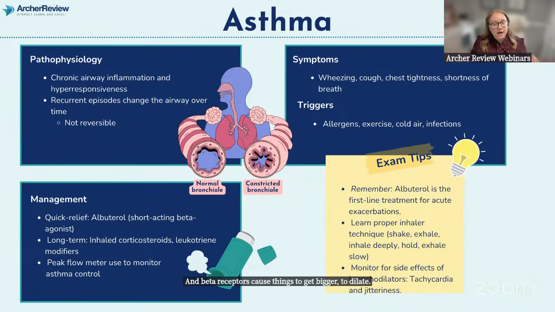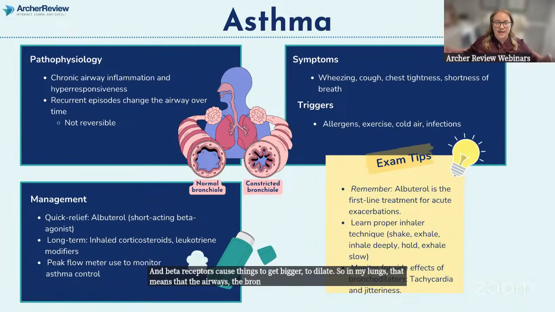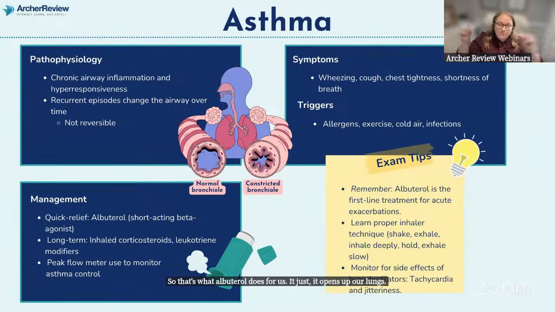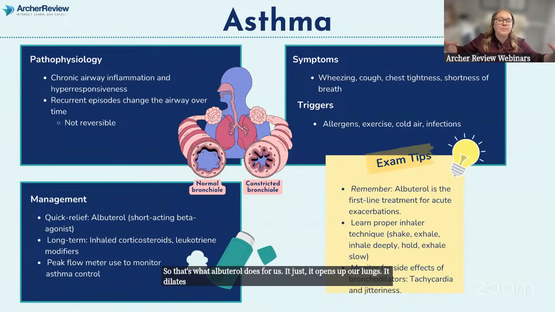So in my lungs, that means that the airways, the bronchioles, are going to dilate when we activate those beta 2 receptors. So that's what albuterol does for us. It opens up our lungs. All right, it bronchodilates. We get bigger airways. We can breathe easier. We're not wheezing, coughing, with a tight chest, right?